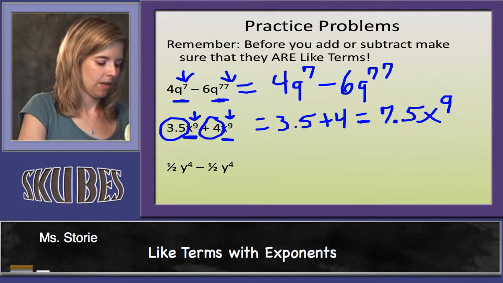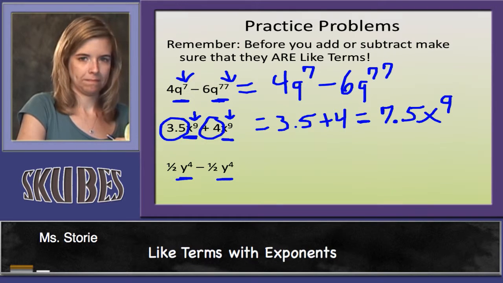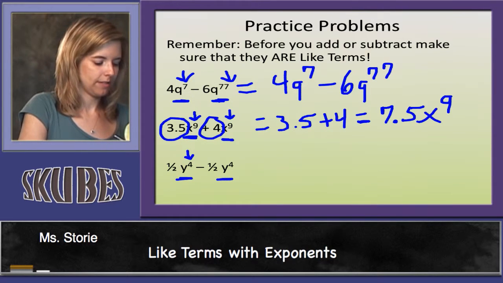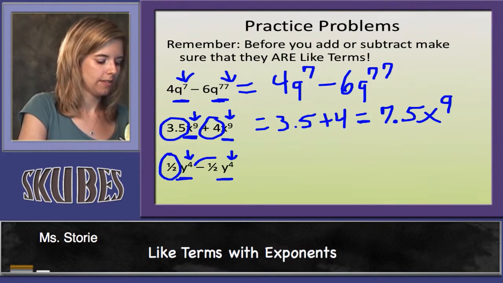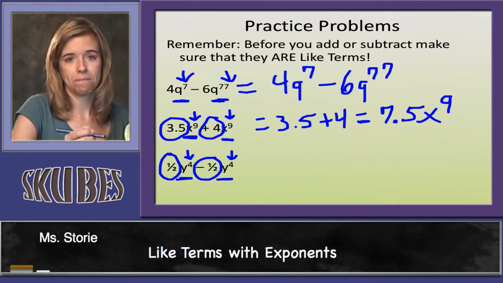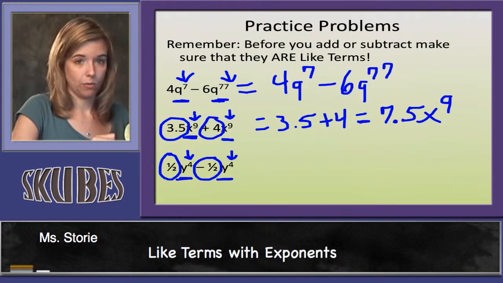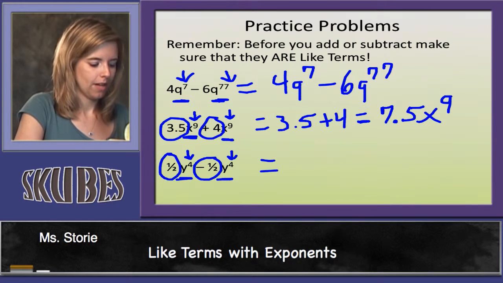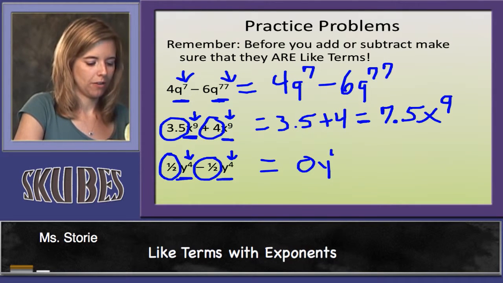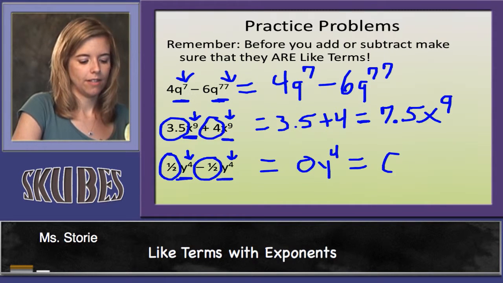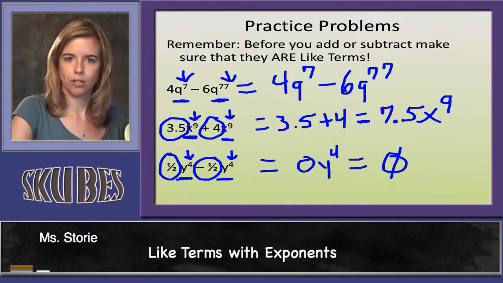The last one. Are the variables the same? Yes. Are the exponents the same? Yes. So we can go ahead and take our coefficients, and this time they want us to subtract them. If you have 1/2 and you take away 1/2, you've got nothing. So you have 0, y to the 4th, which just means you have nothing. So that answer is just going to be 0.